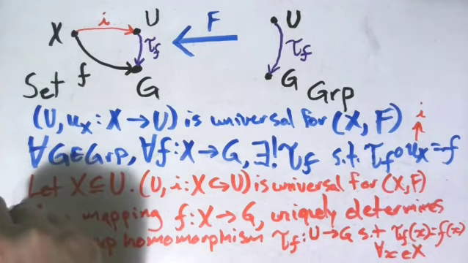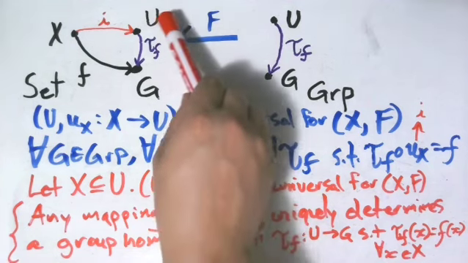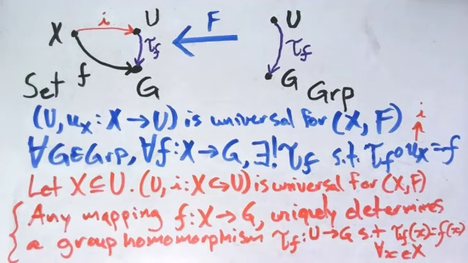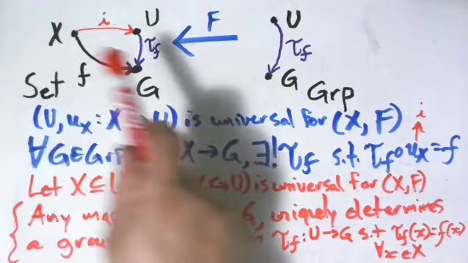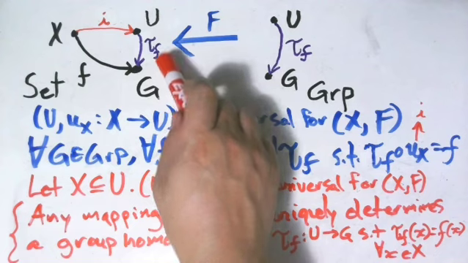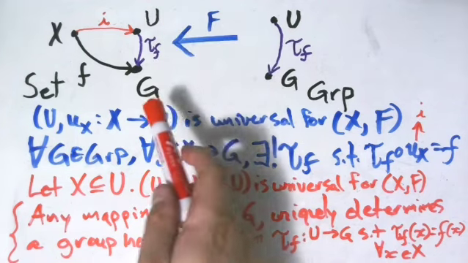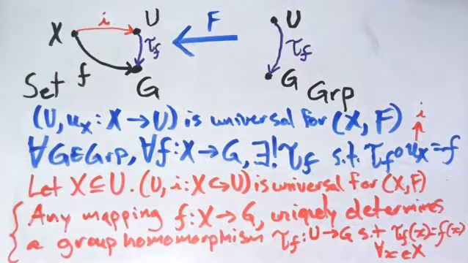But this property here actually has a name from group theory. We call it the unique extension property. So if some group U has some subset X, and we have the case that for any mapping F from X into any group G, there's only one homomorphism going from U to G where all of the elements of X are mapped the same way as they are by F, then we can say that U has the unique extension property with respect to its subset X.